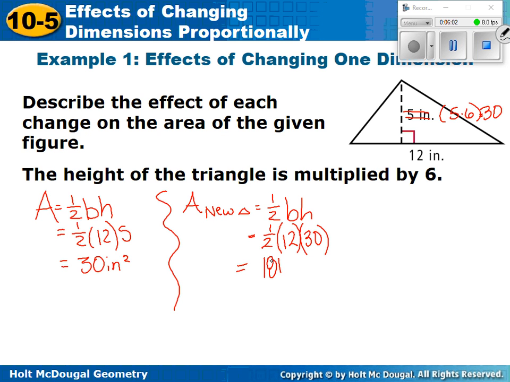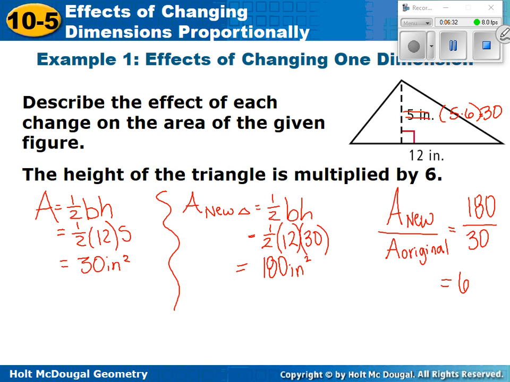So then what you can do every time is you can find the original area and then find the new area, and then you can divide the area of the new divided by the area of the original. And that will tell you how many times bigger your area became. So 180 divided by 30 is what? 6. So that means the area is multiplied by 6.